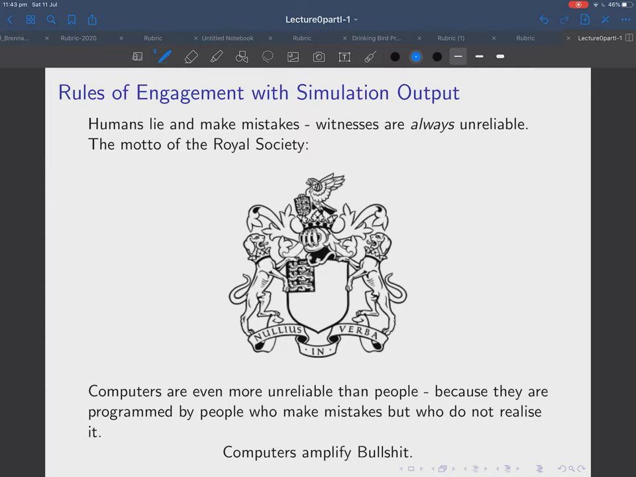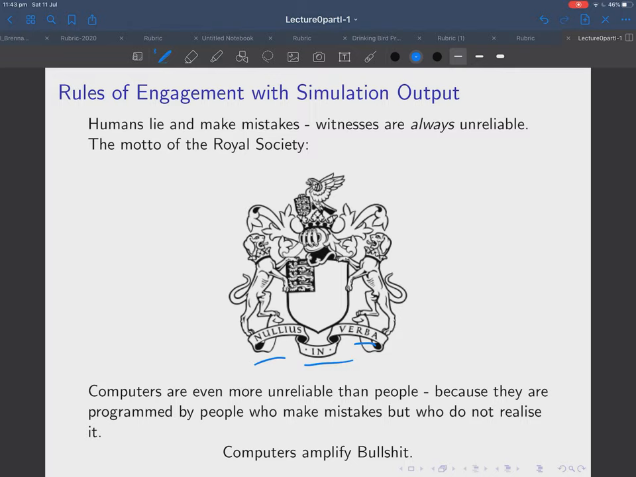But the real problem is that computer simulations are written by humans, and humans make mistakes regularly. You can just guarantee it. Human witnesses, for instance, are always unreliable, all the time. That causes tremendous problems in court cases because the prosecution or the defense can absolutely rip into a witness, because half the stuff they're saying they don't remember properly or they're lying. This is why the motto of the Royal Society is nullius in verba, which basically means take no one's word for it. Only believe the experiment. Do not believe a human being. They're going to lie. They're going to make mistakes.